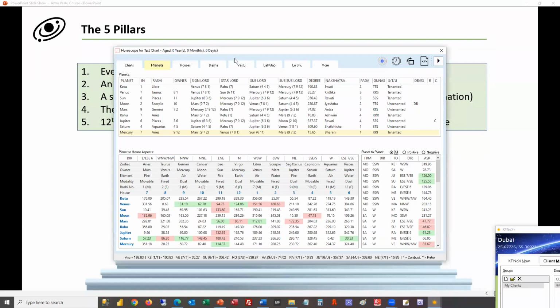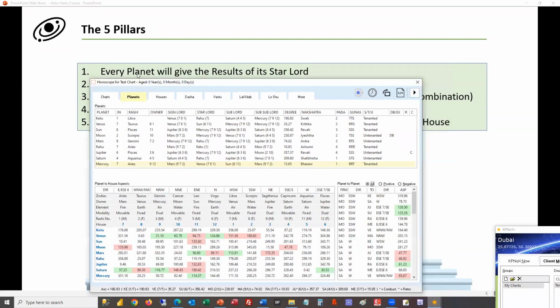Basically the first rule says every planet will give the results of its star lord. Now, you can see in this particular table, the planets table, there are 9 planets listed here. So every single planet, whichever planet you pick, let's say I pick Venus here, Venus will give the results of its star lord. There is a column called star lord here. So Venus will give me the results of Sun.